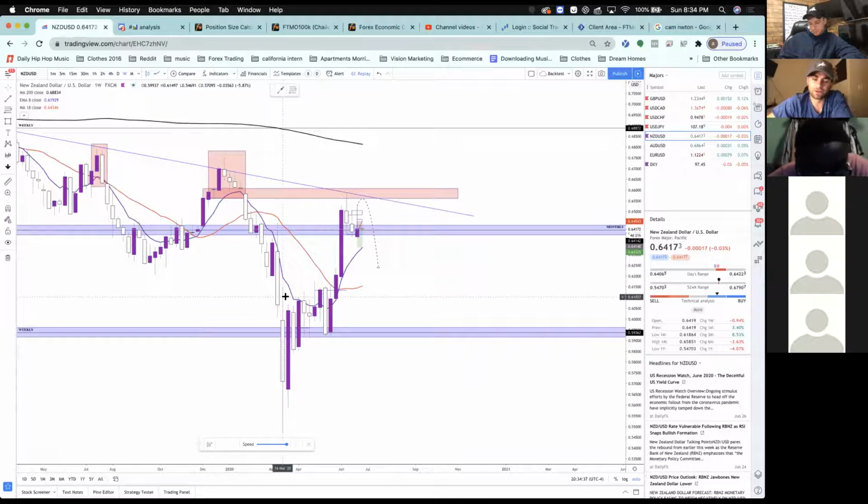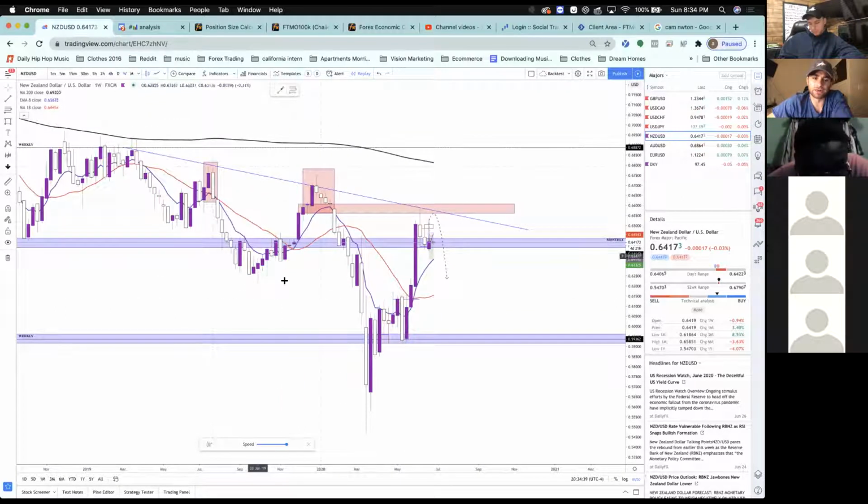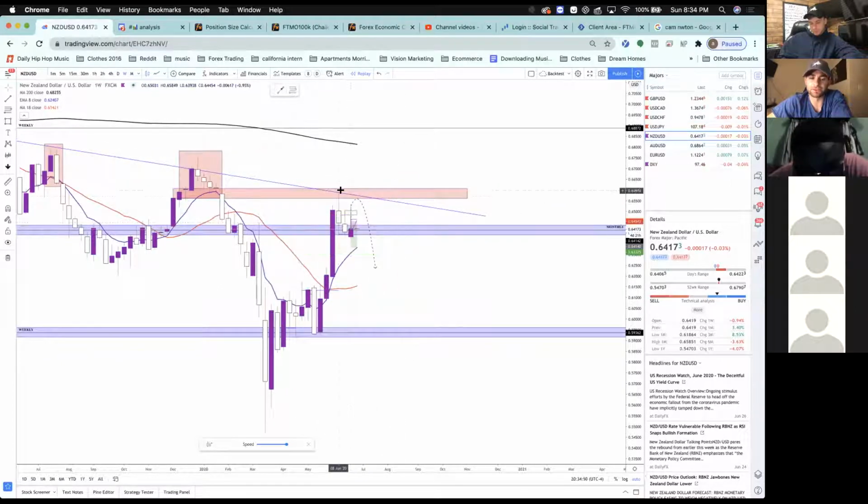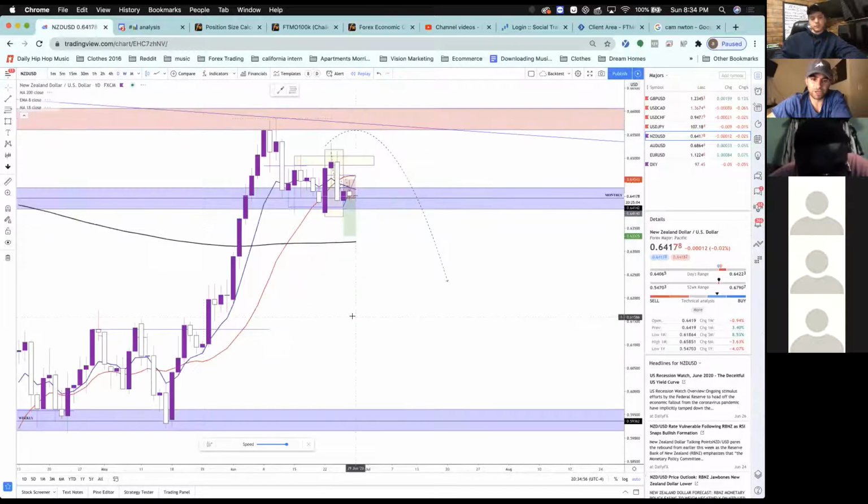Weekly time frame, we are in a downtrend. Made this low, made this lower high, made this low. Now we're retesting this trend line. We're at this high. We're at a monthly level. Last two candles, doji here, last week closed with a bullish candle.